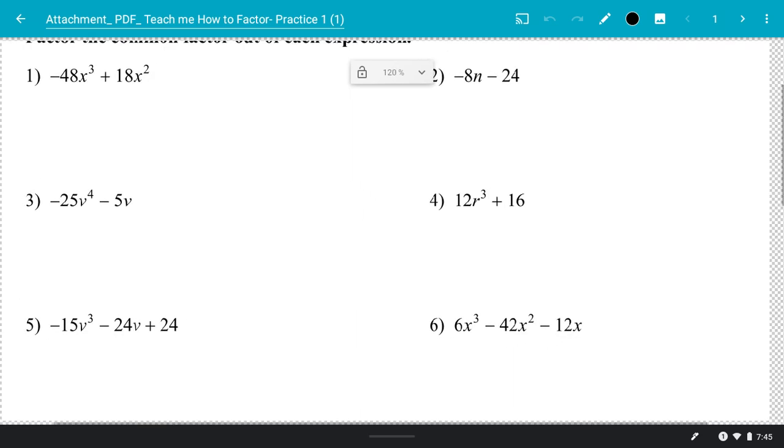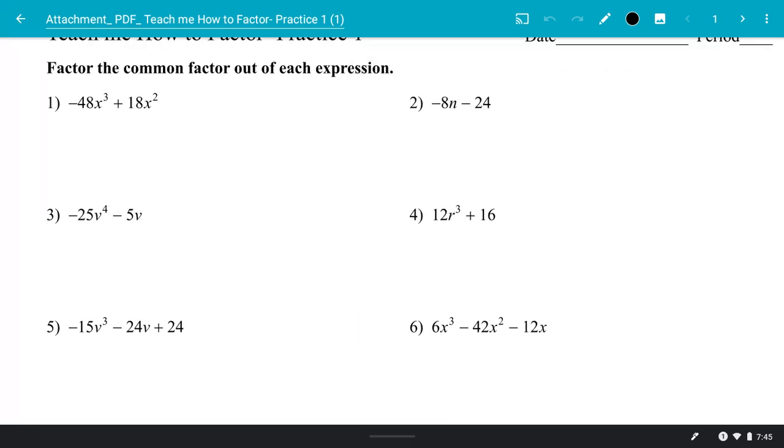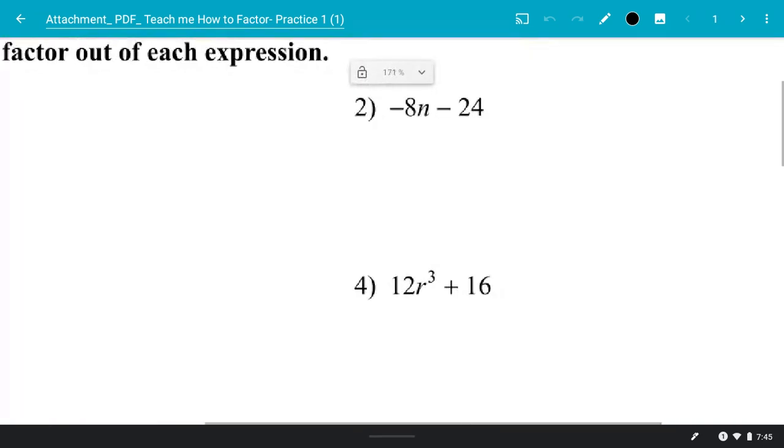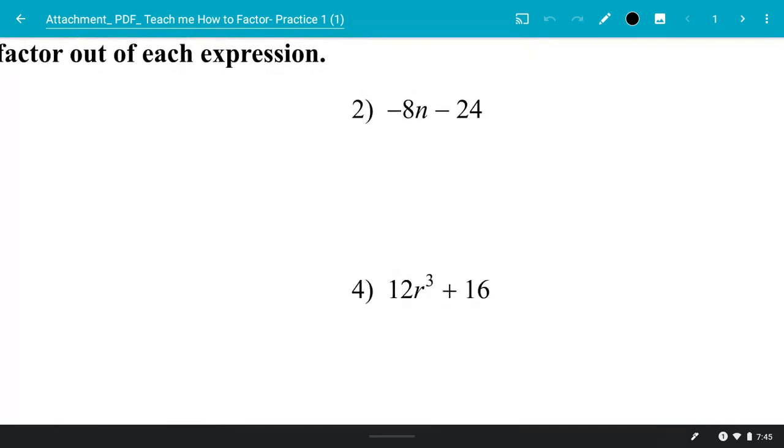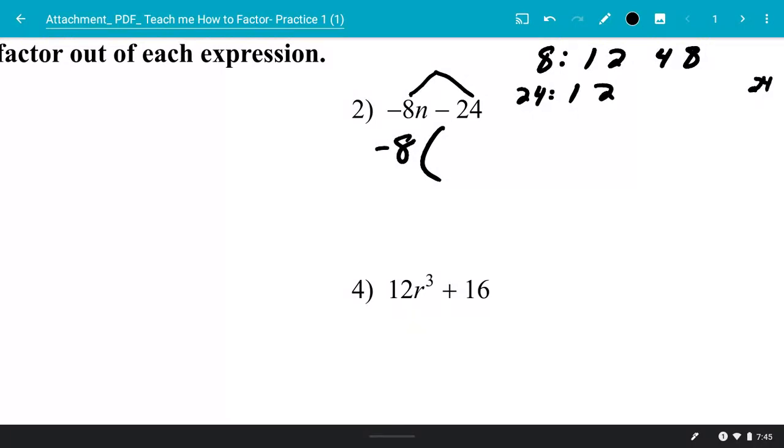On these first few, we just have to factor out the common factor out of each expression, okay? So I can pull out a -8. Now you may ask, how did I know that? I'm just looking at these two numbers and thinking, what are the greatest common factors of each of them? So for example, 8, I know 1 times 8 is 8, 2 times 4 is 8, and that's it. And then 24, I know 1 and 24, 2 times 12, 3 times 8, and 4 times 6. Those are all the factors.